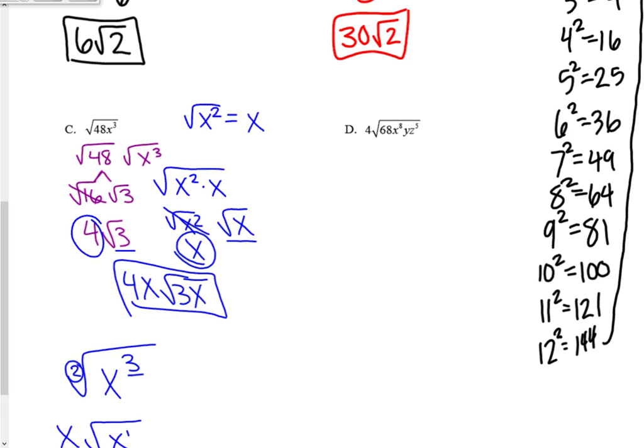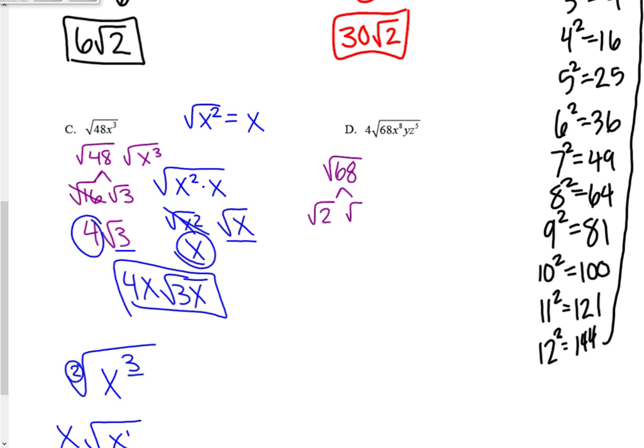So let's look at D, our last problem from the notes today. I am looking at the square root of 68, the square root of x cubed, the square root of y, and the square root of z to the 5th. So square root of 68, let's start by breaking it down. You don't know a perfect square that goes in there, so maybe you wanted to divide it by 2.